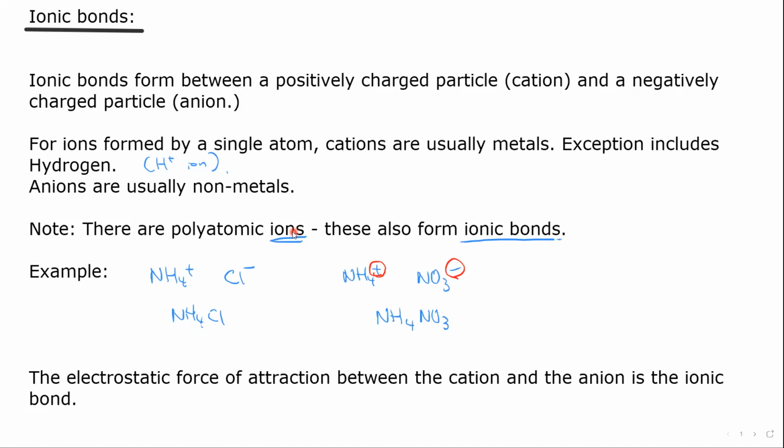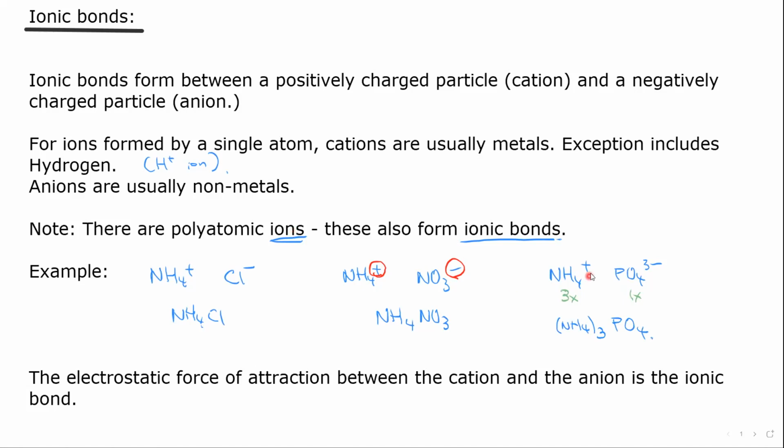If we were to change things up and make them not 1-to-1, so we've got ammonium, and let's say phosphate, which is 3-, then that means I'm going to need 3 of these to deal with one of those. And we would just write this as (NH4)3PO4.